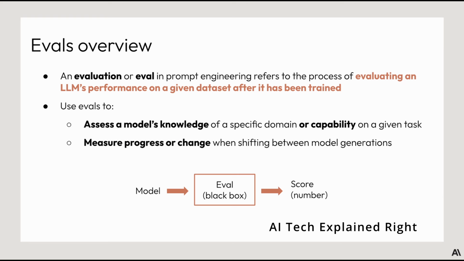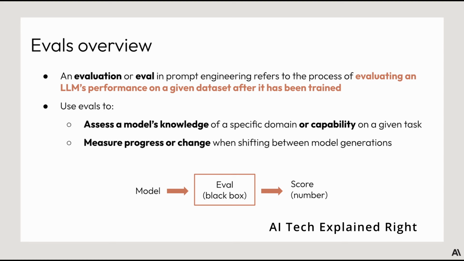Let's explore some empirical evaluations now. An evaluation in prompt engineering refers to the process of evaluating an LLM's performance on a given dataset after it has been trained. We use evaluations for two purposes. The first one is to assess a model's knowledge of a specific domain or capability on a given task, or to measure its progress or change when we shift between model generations.